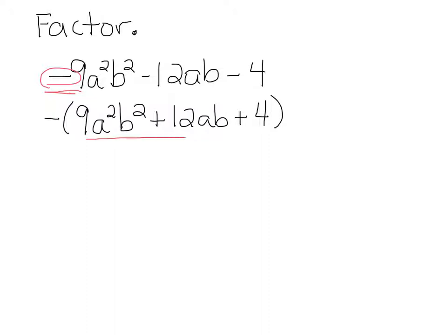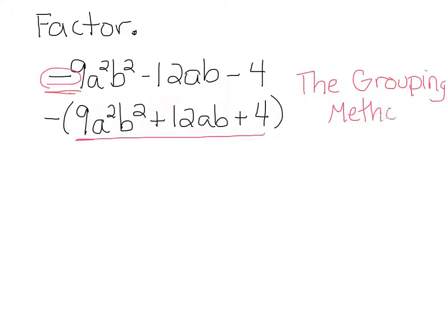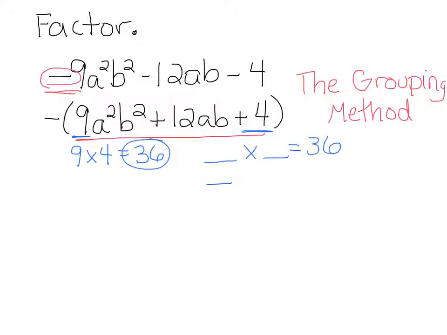Now let's look at this trinomial right here. Since this is not 1, here's the process. We're going to use the grouping method. And this method says we take the first and last coefficients and multiply those two together. Now, we need two numbers that satisfy two conditions. We need them to multiply together to give me that product of 36, and we also need those two numbers to add up to give me the middle coefficient of 12.